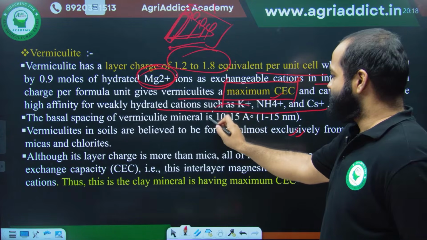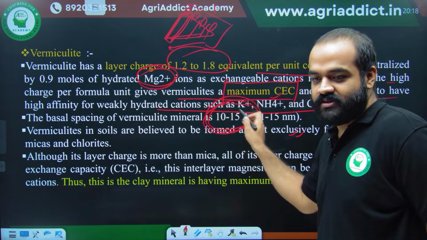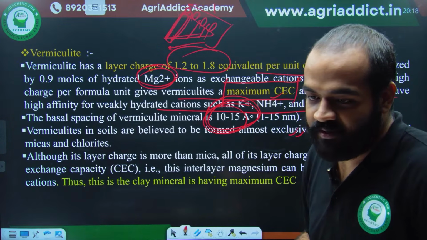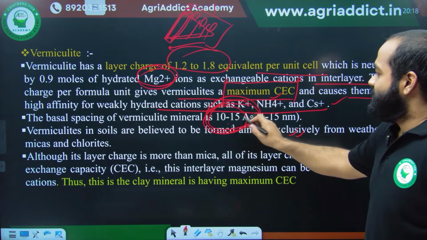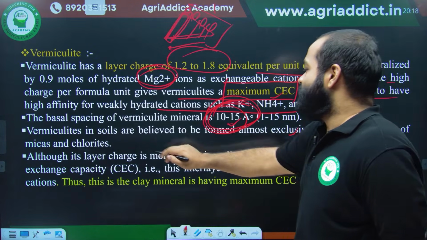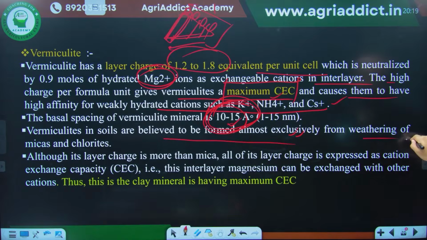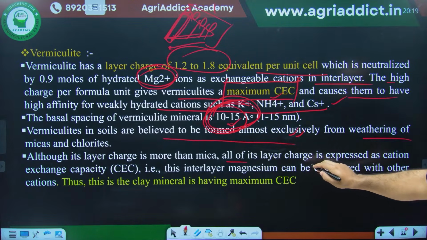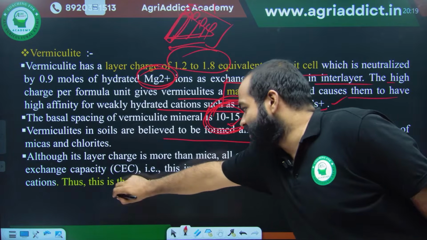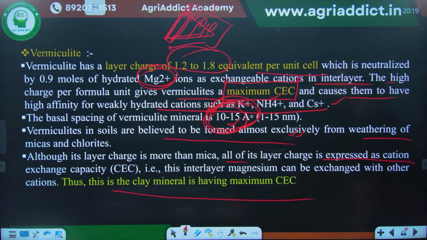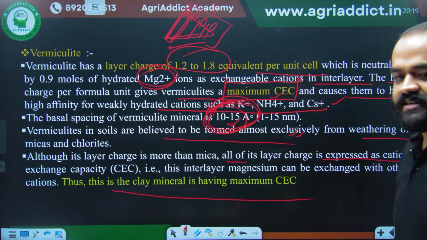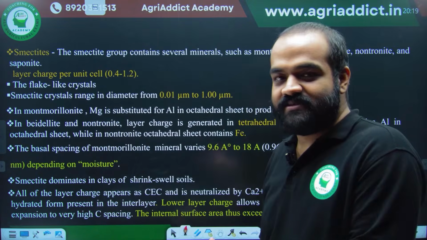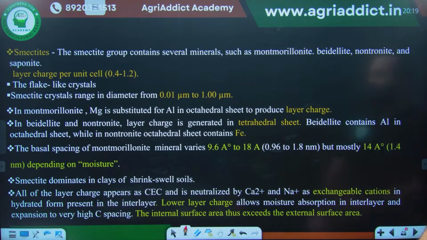The basal spacing is 10 to 15 angstrom. This is also question worthy. Yes, Vipin, very good. You have to remember that. This basal spacing is also very important. Vermiculites in soils are believed to be formed almost exclusively from weathering of mica and chlorite. Although its layer charge is more than mica, all of its layer charge is expressed as CEC. That is why vermiculite has the maximum CEC. I don't think there should be any other doubt. If there is, you can read ISSS and clear your doubts, because there is nothing more to explain here. So now coming to the smectite.